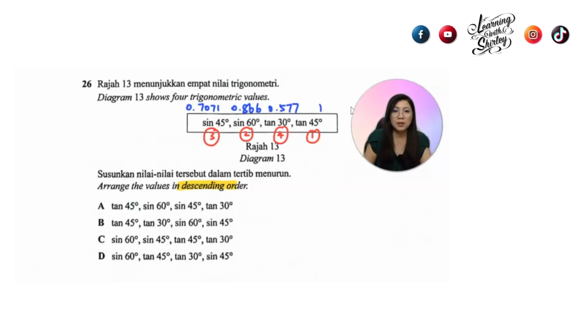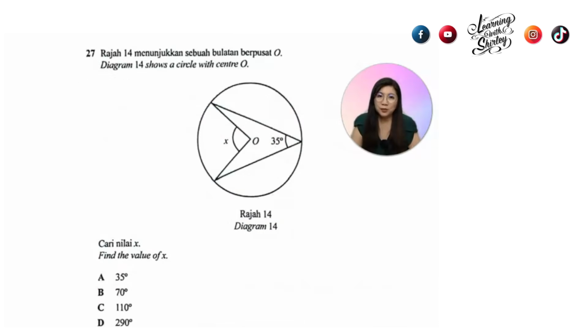So let's look at A, B, C, D. The biggest is tangent 45, correct. So this is out. And then second biggest is sine 60, this is correct, this is wrong. So therefore, our final answer is A. Let's look at question number 27. This is on the chapter circles with center O. Find the value of x.